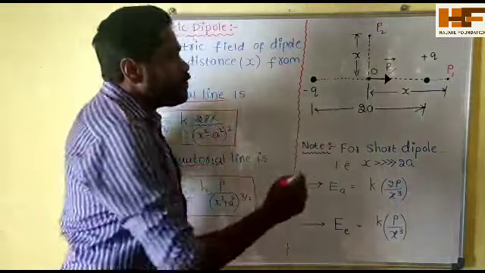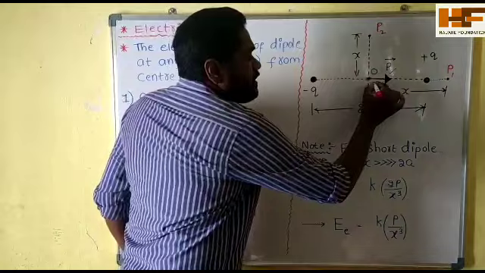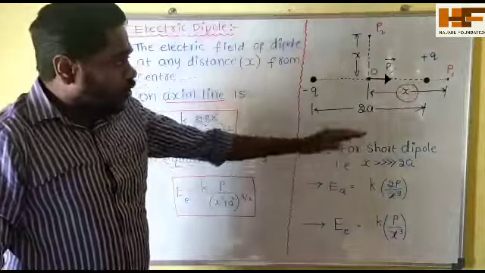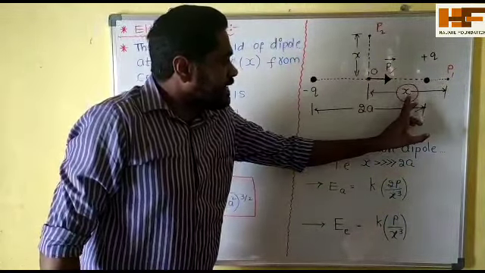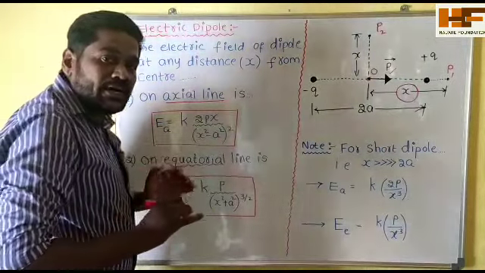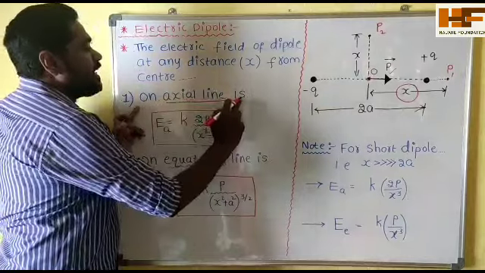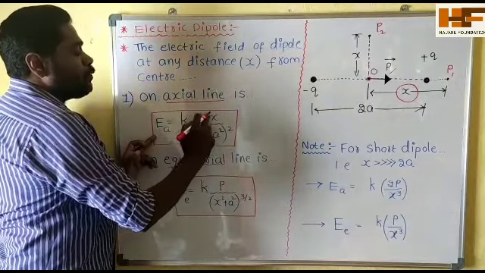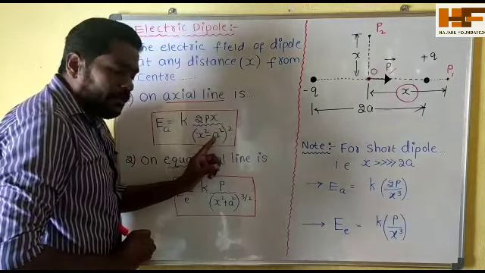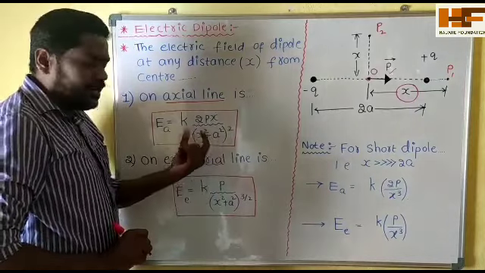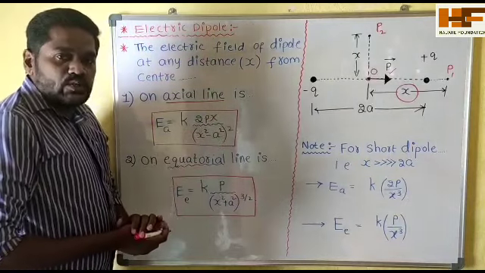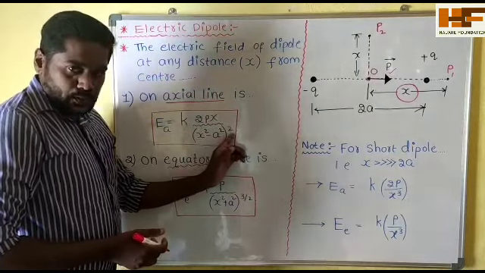At what distance? From the center of the dipole O to the point P1, the distance is x. So at point P1, at a distance x from the center of the dipole, what is the electric field? That is EA, where A refers to axis. On the axial line, the electric field is K into 2px by (x square minus a square) whole square. Please be careful about these squares and cubes because they are somewhat confusing terms in the formulas. So K into 2px by (x square minus a square) whole power 2.